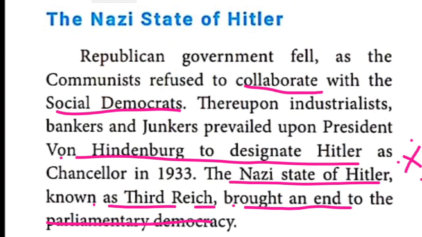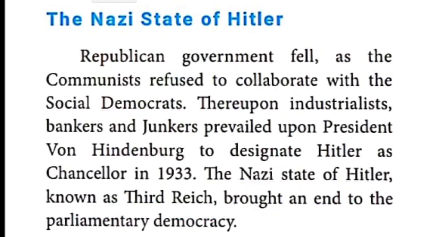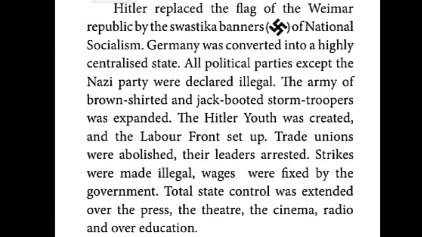The next para, what is given, we can check. In 1932, they conducted the presidential election. In that election, Hitler's party, that is the Communist Party, got 60 lakh votes. So in the year 1933, the industrialists, bankers, junkers, everybody forced President von Hindenburg to declare Hitler as Chancellor of Germany in the year 1933.